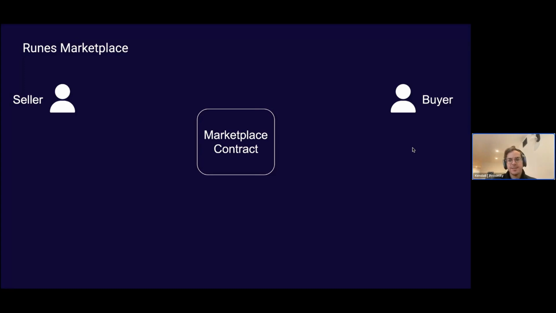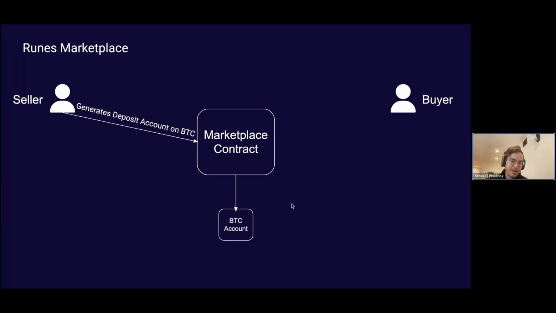Bitcoin, as they should. And then we have a buyer who, in this case, let's say has USDC on Near for simplicity, but really this buyer could have any asset on any chain, and this pattern would still work. And then in the middle of them, we have this marketplace contract that is on the Near blockchain, and it's going to be using chain signatures to basically power this interaction between these different networks.